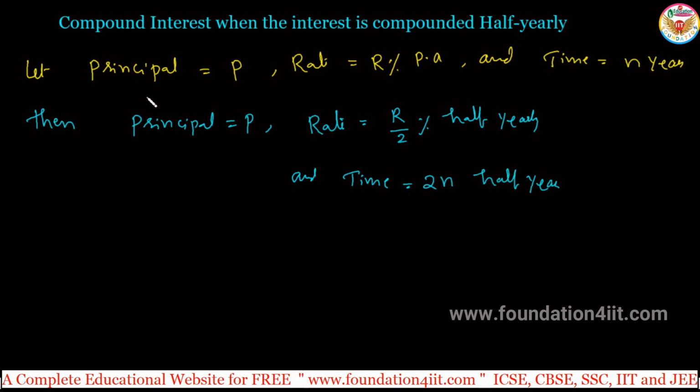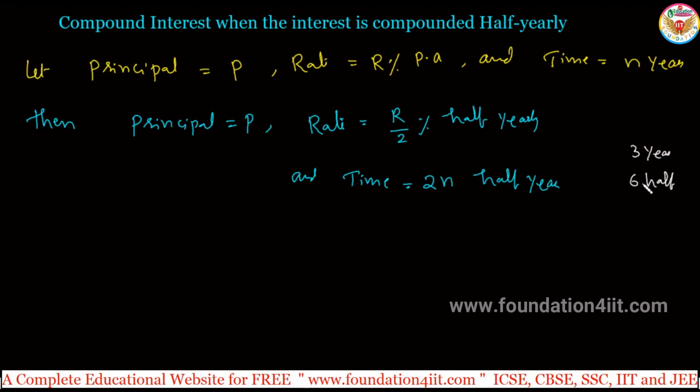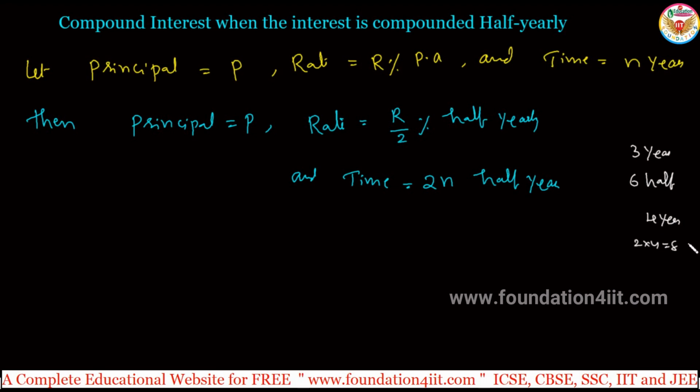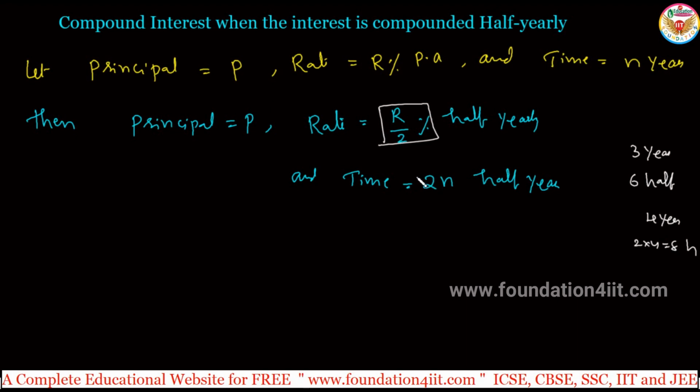You can see the example also. For example, if it is 3 years, 3 years means 2 into 3, so 6 half years. In 3 years, there are 6 half years. In 2 years, 4 half years. If it is 4 years, then 2 into 4 is equal to 8. So there are 8 half years. So time must be 2n. In the place of rate of interest, R by 2 we will keep. In the place of time, 2n we will keep in this compounded half yearly formula.